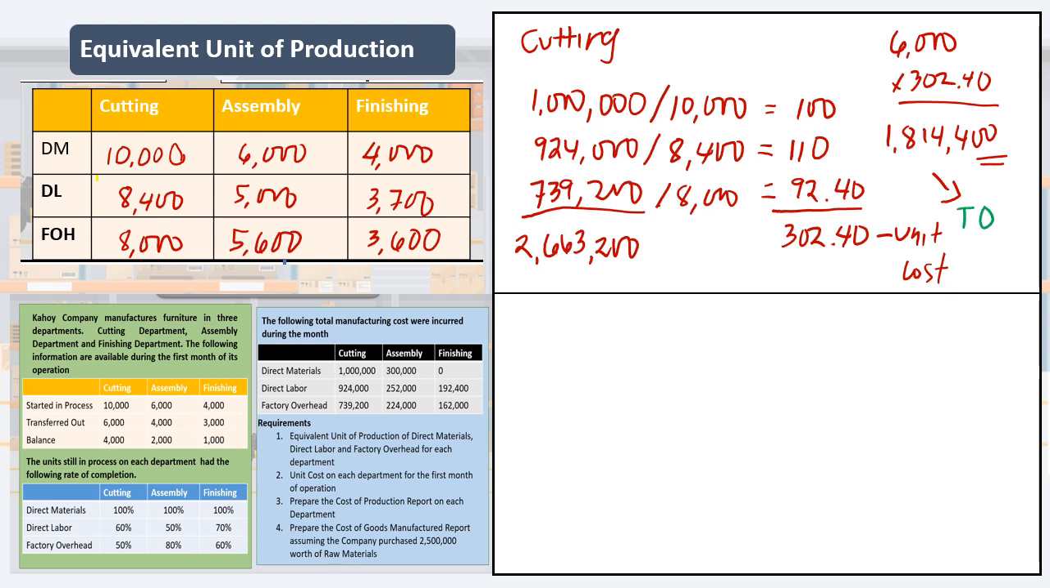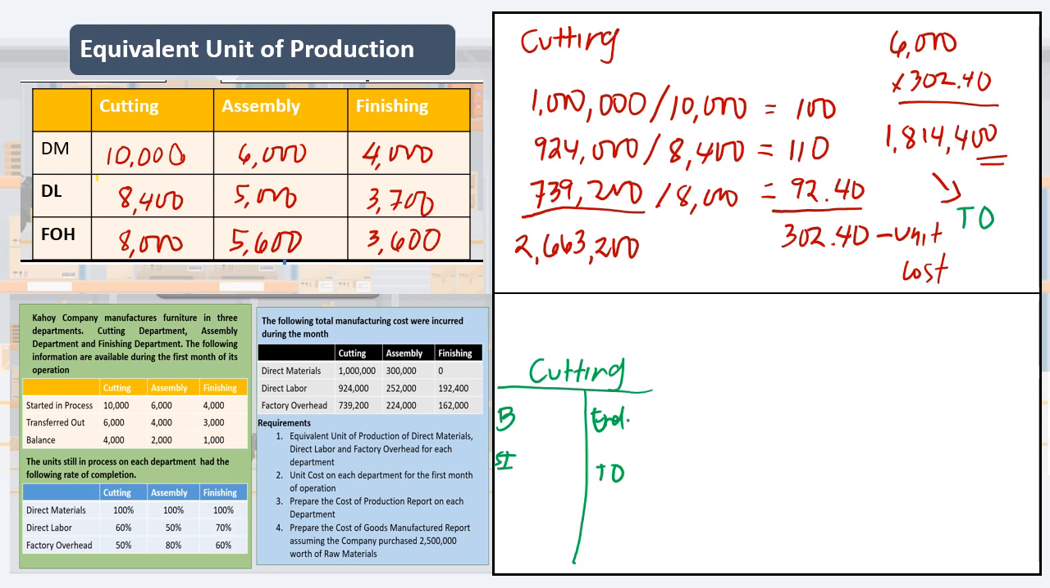Okay? So, now, to understand it more easily again, we can prepare a T-account, just to make sure that what we computed above is correct. So, this is the T-account for the cutting department. On the left side, we have the beginning. Then, we have the started in process or our manufacturing cost. Then, on the right side, we have the ending balance and we have the transferred out.